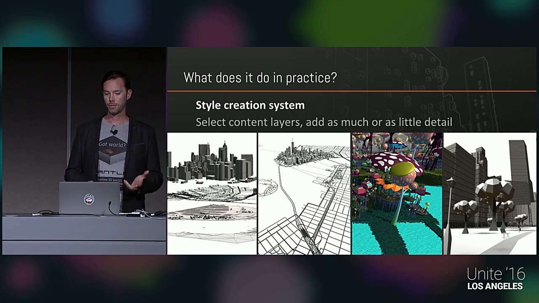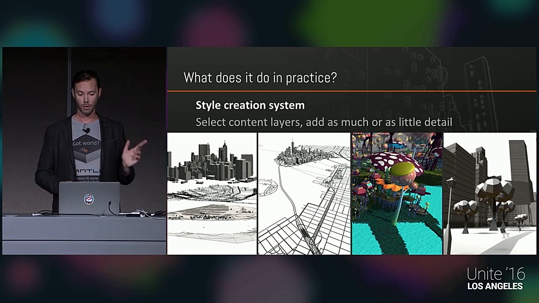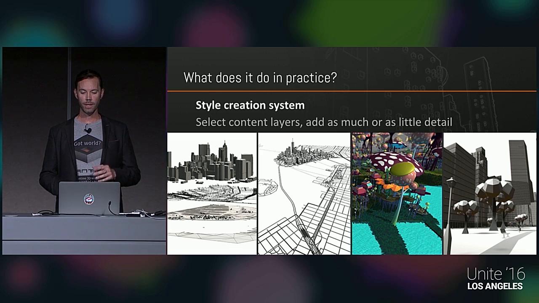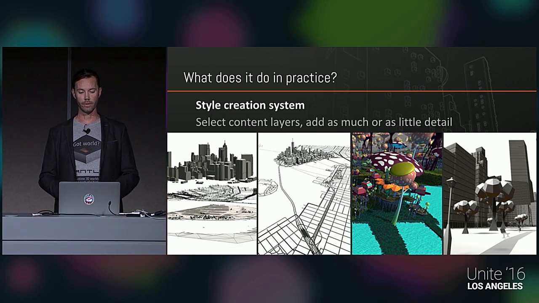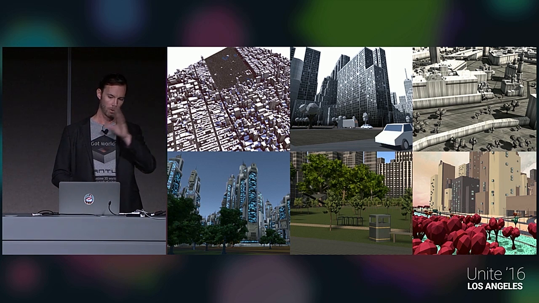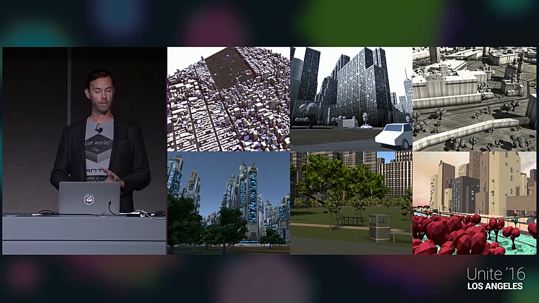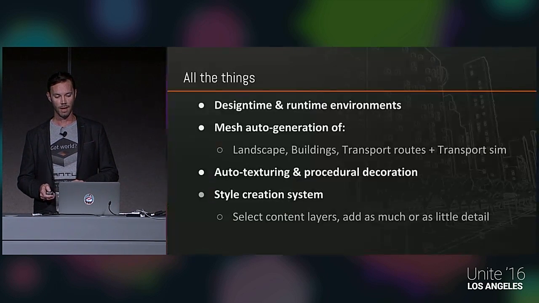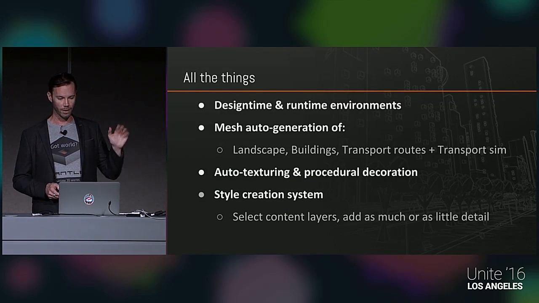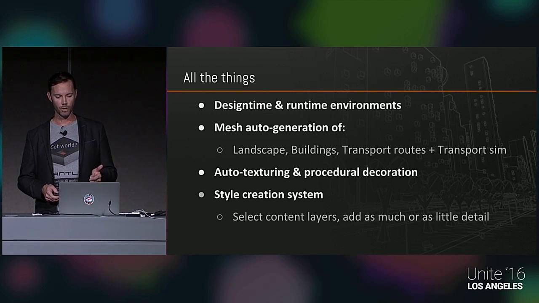So the style creation system we have, I'm not going into huge amounts of detail because we'll see it in a second, but effectively we can take each of the layers that are available to us, and then you can add as much or as little detail as you want to get the theme, look and feel that you're after. So over the months we've been playing around, there's really quite a lot you can do with the look and feel, and you can get some really interesting generation patterns. And so again, here are all the things just in one shot: design and runtime, mesh auto generation, auto texturing, procedural decoration, and our style creation system.